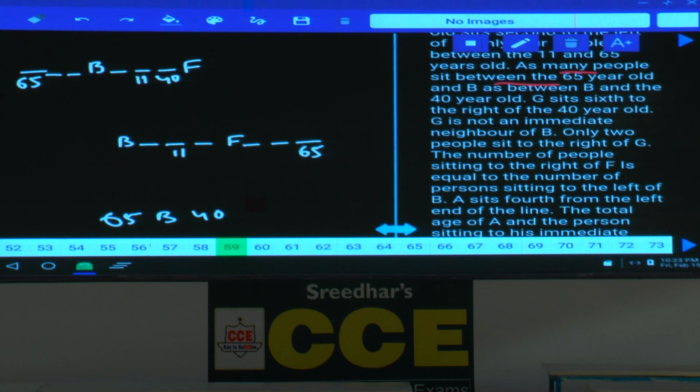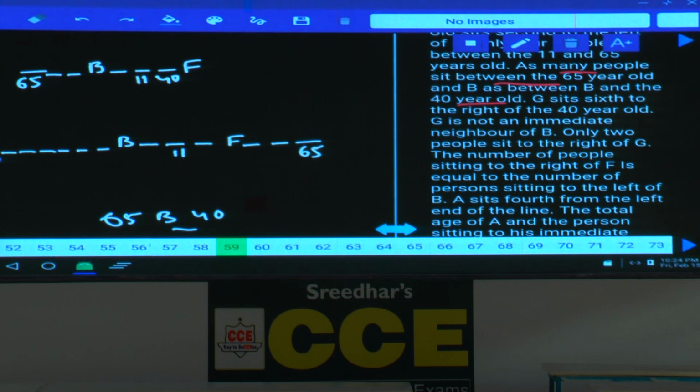And again coming to this one, in between B and 65, tell me how many persons are there? 1, 2, 3, 4, 5, 6 persons. And again B and 40, we need to have 6 persons, 1, 2, 3, 4, 5, 6. Now this person is 40-year-old. Done with this? We have taken both the possibilities. Then B and the 40-year-old, 65-year-old and B is the same as between B and the 40-year-old.